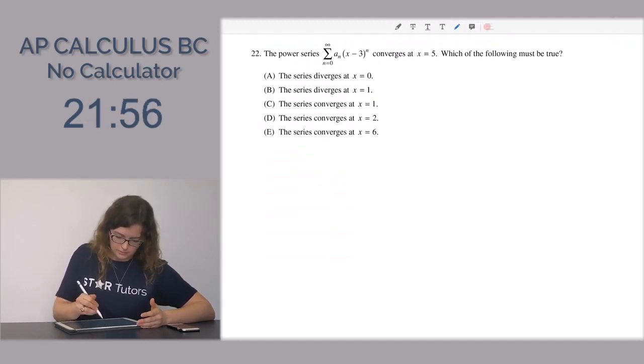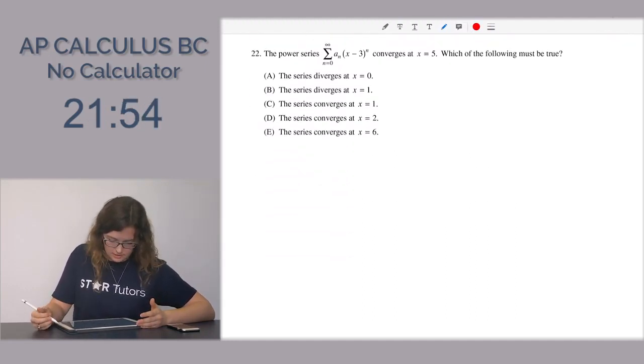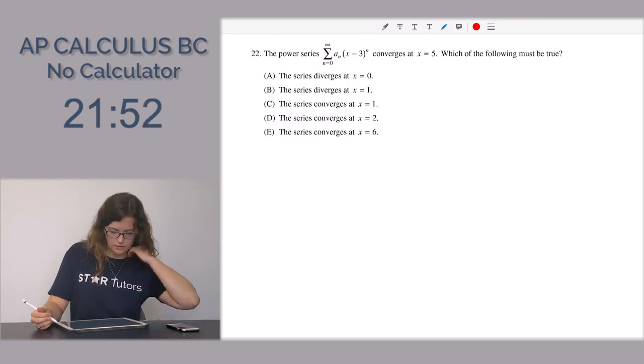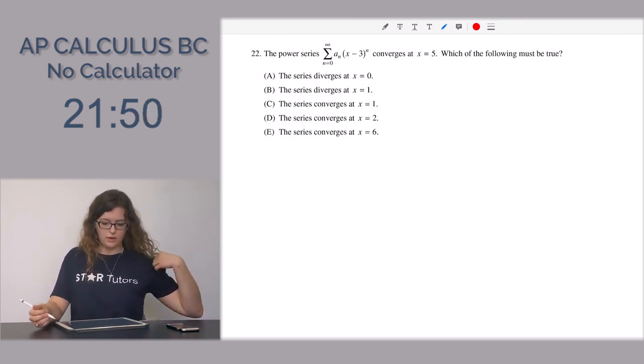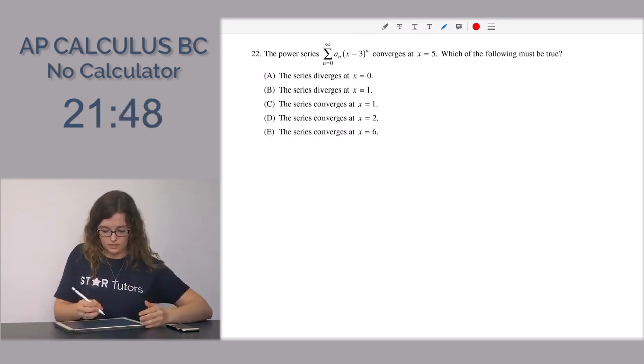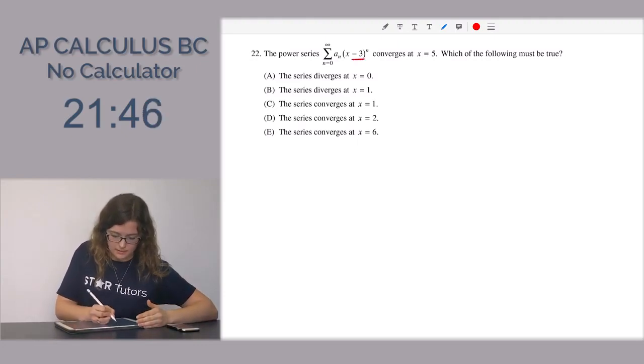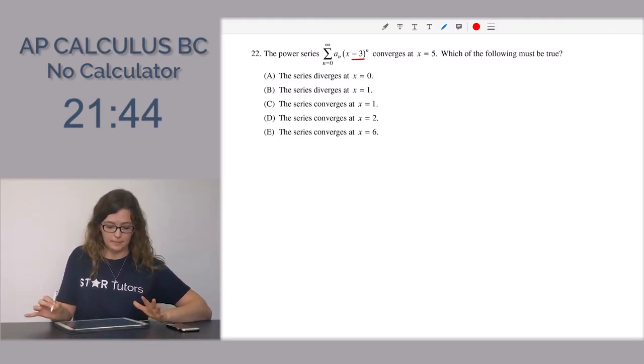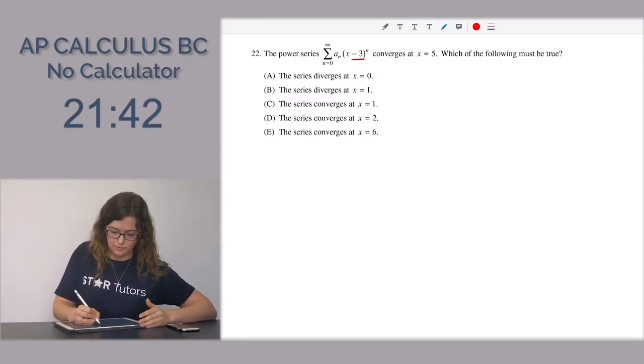Great. 22. The power series converges at x equals 5. Which of the following must be true? Okay, so this one's actually not going to be so bad. The center of this power series, again, this is a BC topic, the center of this power series is 3. So I usually call the center a.